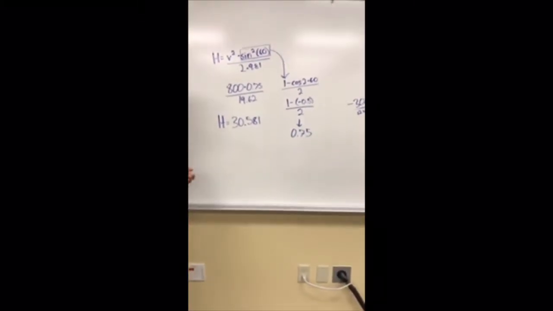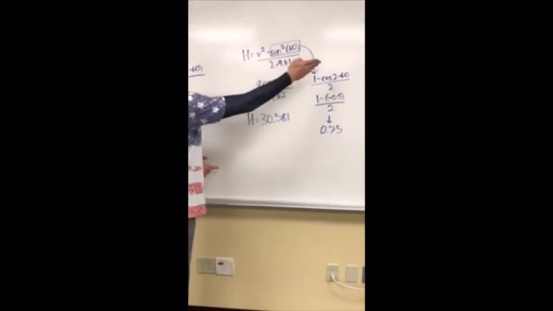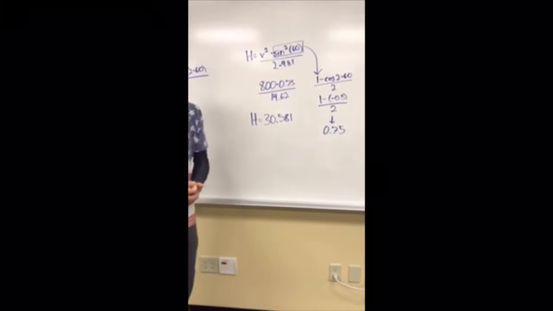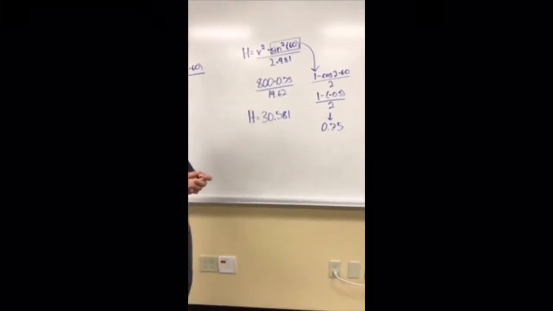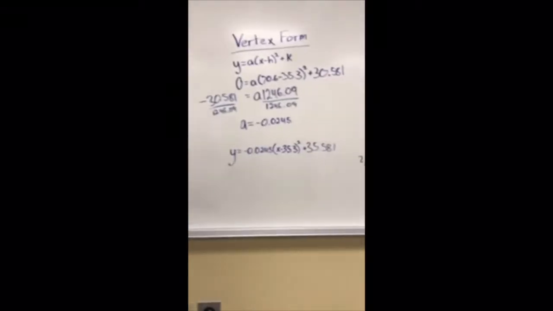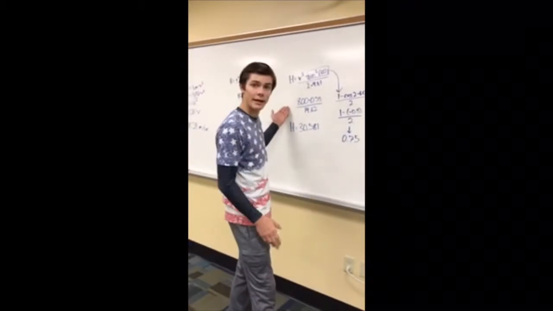That's what comes out. So since my launch angle is in here, I take all of that out and replace it with 0.75, which is my answer, and come out with 30.581 through that formula. Now I have to put all this in a graphing formula. I have to put it all in vertex form because we already know our maximum height.